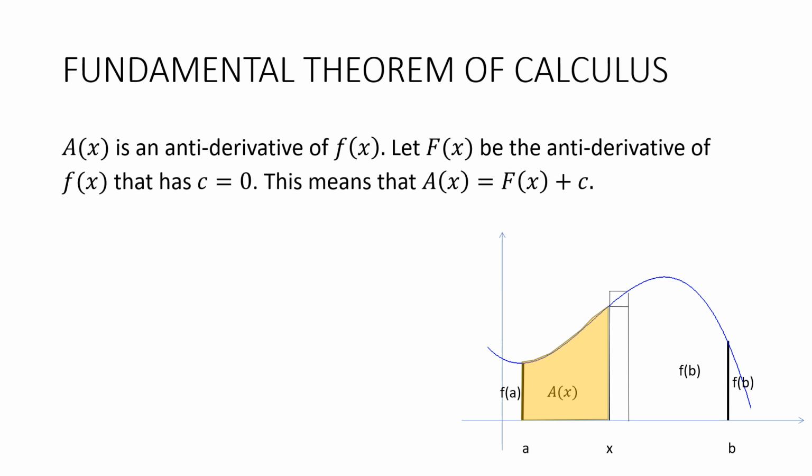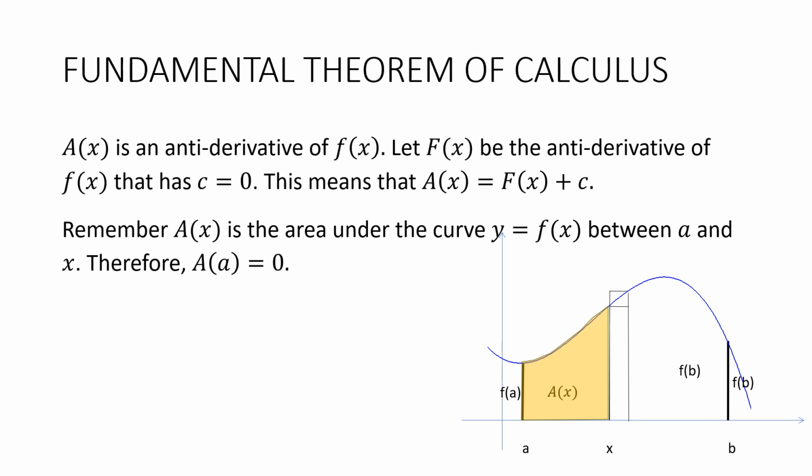A of x is an antiderivative of f of x. We're going to let capital F of x be the antiderivative of little f of x, where the constant is equal to 0. So we can write A of x is equal to capital F of x plus c. Now remember, A of x is the area under the curve between a and x. And so that means A of a must be equal to 0. There's no area there, it's a straight line.